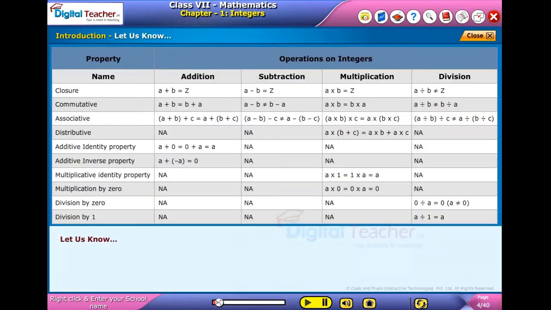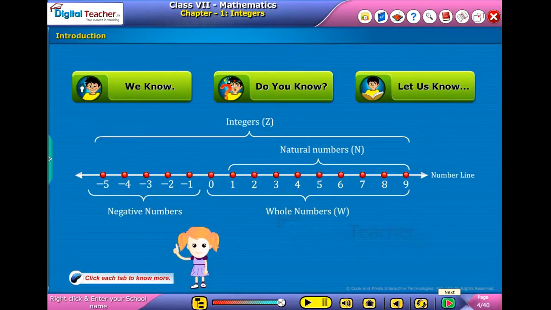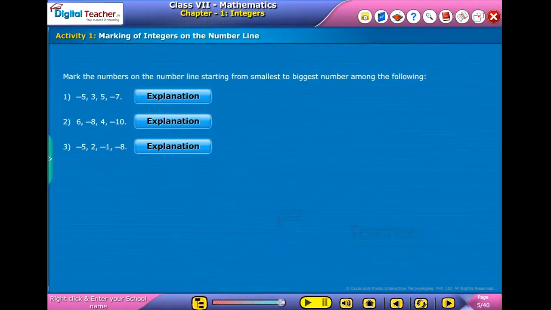Let us know. So, in this chapter, let us discuss about the various operations of integers under addition, subtraction, multiplication and division along with their respective properties. Let us perform an activity on marking of integers on the number line. Mark the numbers on the number line starting from smallest to biggest number among the following.